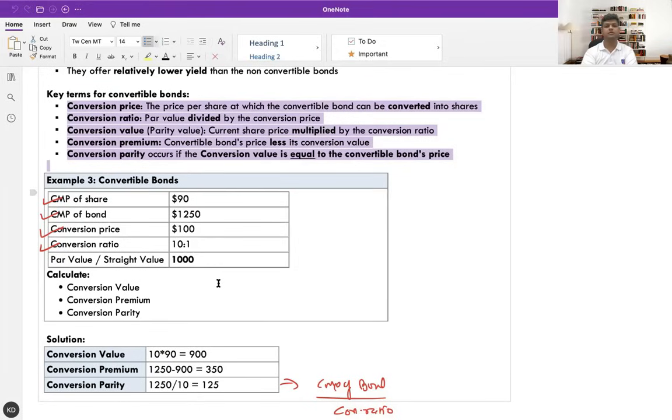Everyone? Yes. So convertible bonds give you that protection. That's why they are better than direct equity investments. Right? Okay. Everyone, any doubts? Anyone has any doubts? Good.